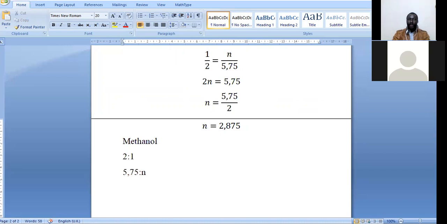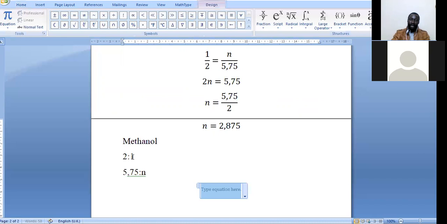So the question is, can we find the value of N? Yes, we can find the value of N. We use the same relationship. The relationship is that 2 to 1 can be written as 2 divided by 1. So we'll write this as 2 divided by 1, and we make it equal to 5.75 divided by N.